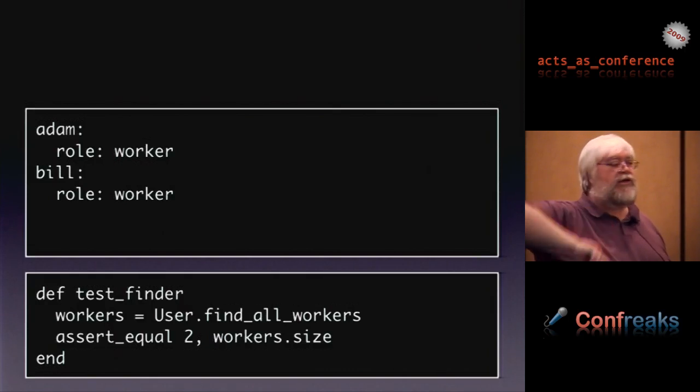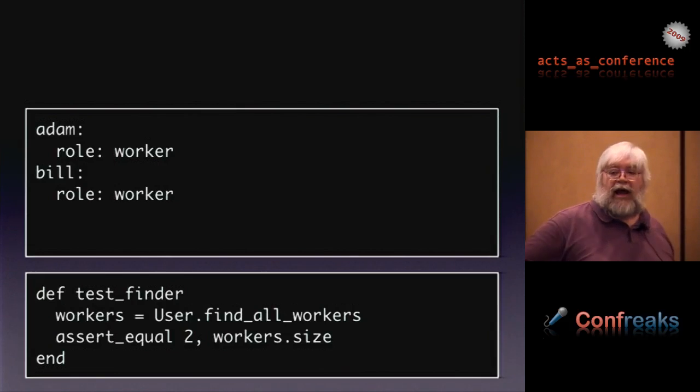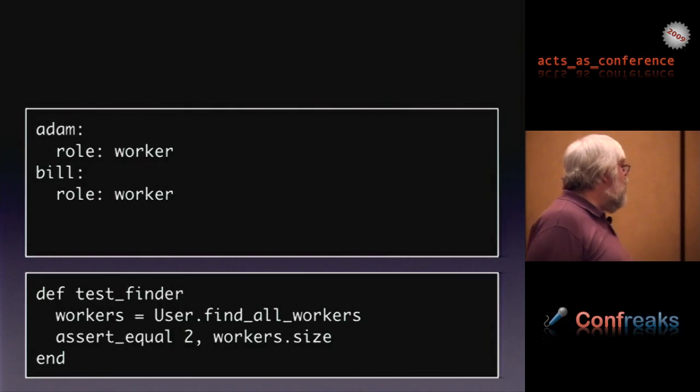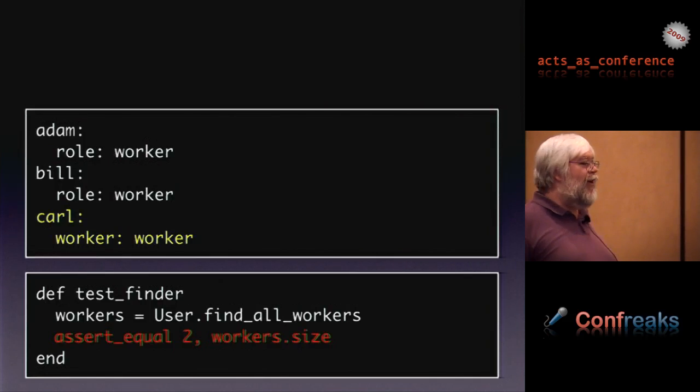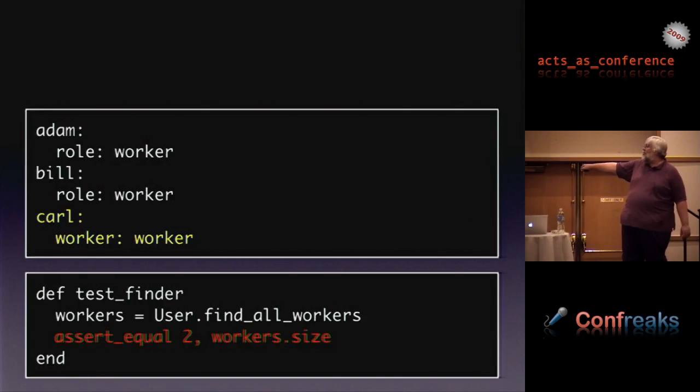And I know it's 2 because I wrote the fixture file and I set the test equal to 2, and the test passes. And then weeks later, I'm writing another test, and I need a different kind of worker. And so I add a new worker to the fixture file, and my finder test fails because there are no longer 2 workers in the file. There's 3 workers, and it fails, and it's totally unrelated to the test I'm doing. So I run all my tests, and other tests are broken.